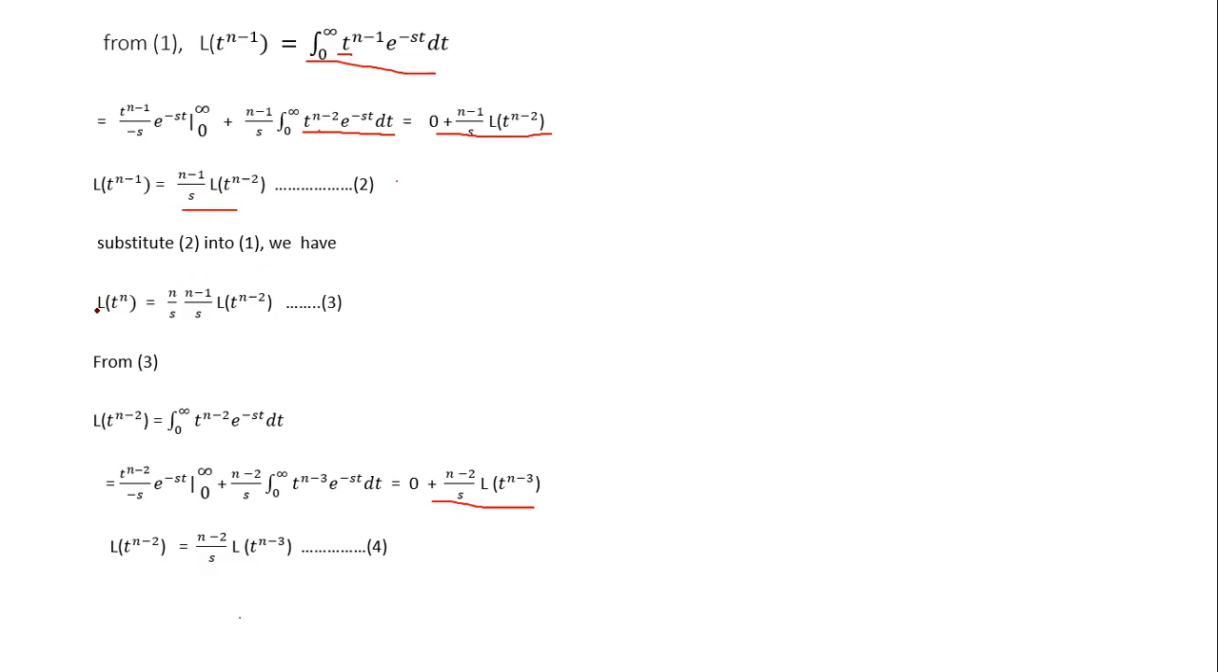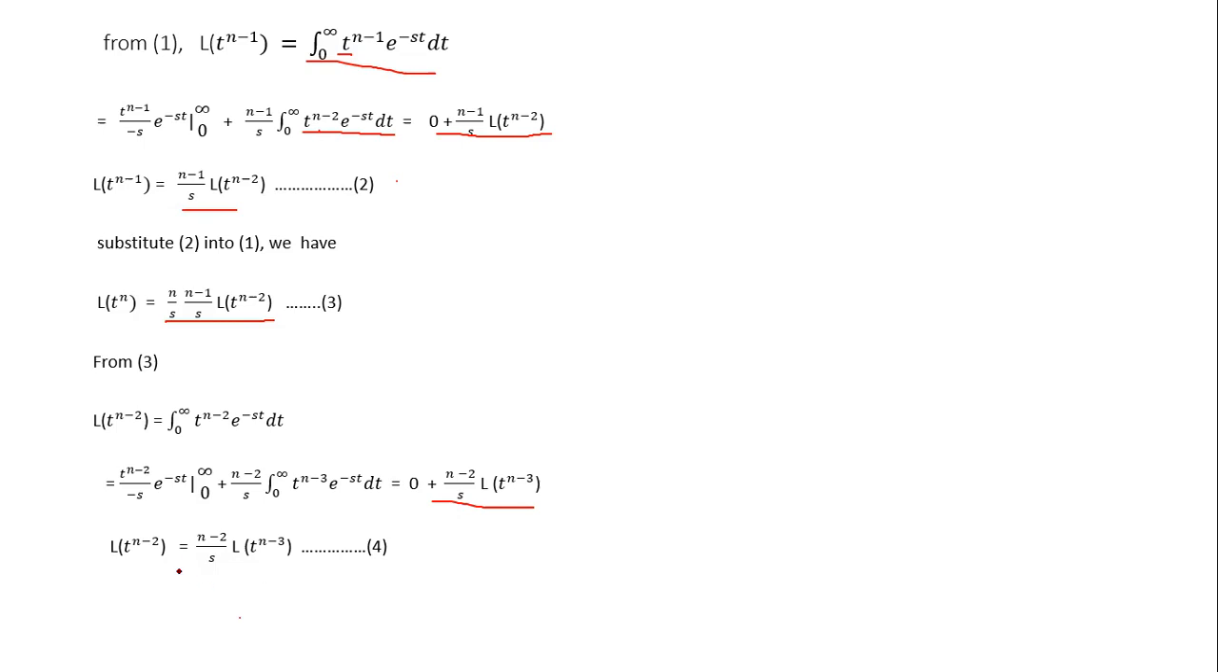Now inside the 1 we are having Laplace of t^n, which equals n over s multiplied by Laplace of t^(n-1). And t^(n-1) we are now getting as (n-1) over s multiplied by Laplace of t^(n-2). So we are now getting this one. Now when we transform this one, it also gives us (n-2) over s multiplied by Laplace of t^(n-3). So we can now put that 4 also into 3 here, and that will give us something.